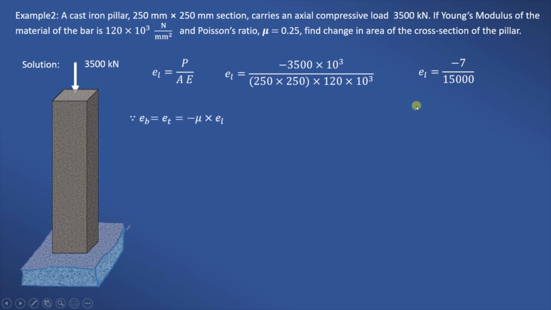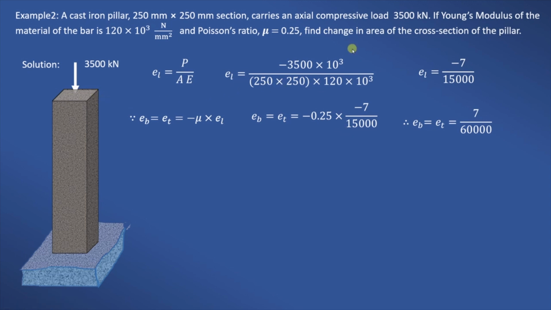Now of course you have found out strain in width and strain in thickness. And it is mu times. What is mu? Poisson's ratio. It is mu times longitudinal strain. So just put the values and you have found out lateral strain. Lateral strain is strain in width and strain in thickness, that is 7 divided by 60,000. So this strain is lateral strain, and lateral strain in this case is positive, that means width and thickness are increasing in this case. So overall area will increase.